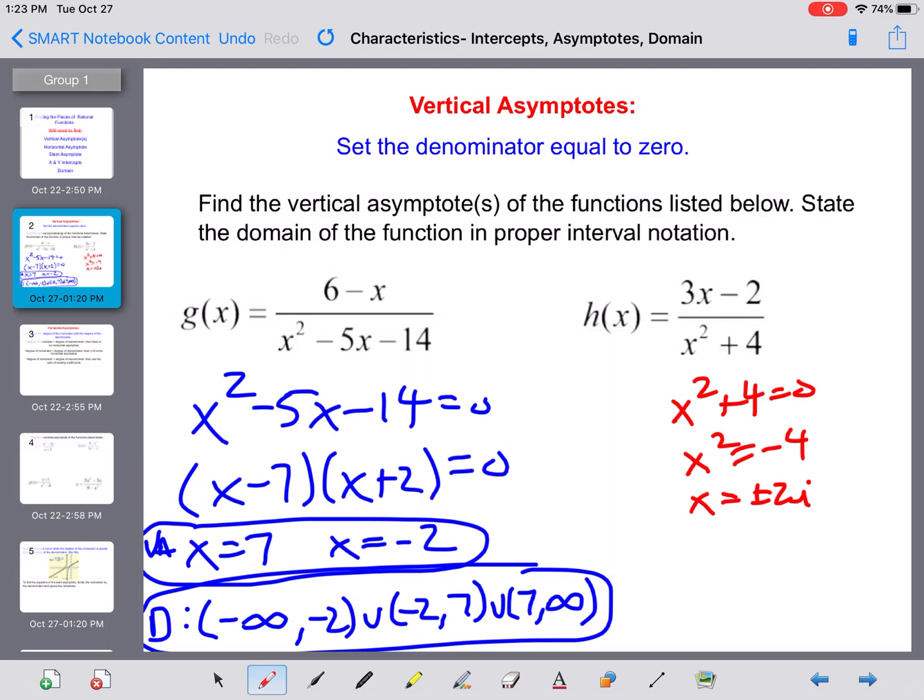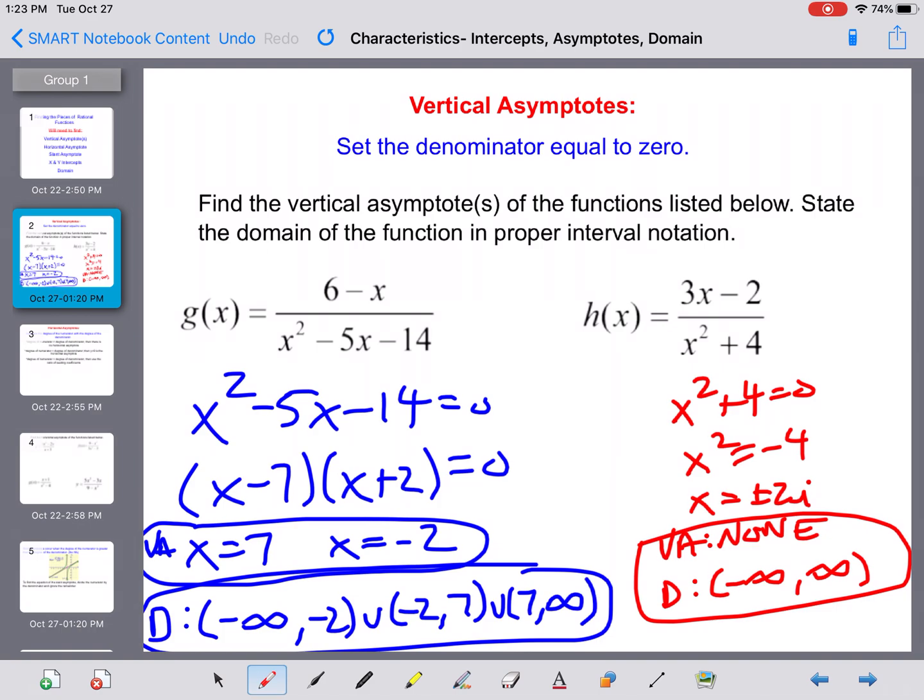Now, we need to recognize that imaginary numbers are not going to be excluded values because we always say our domain is based on the real number system and on the x-axis, and 2i is not on there. So we do not have any excluded values or vertical asymptotes. So for vertical asymptotes in this case, we would say none. And then that means that we don't have any excluded values in our domain, so our domain would be all real numbers. So this is kind of a special case when you get an imaginary that does not affect our vertical asymptotes.